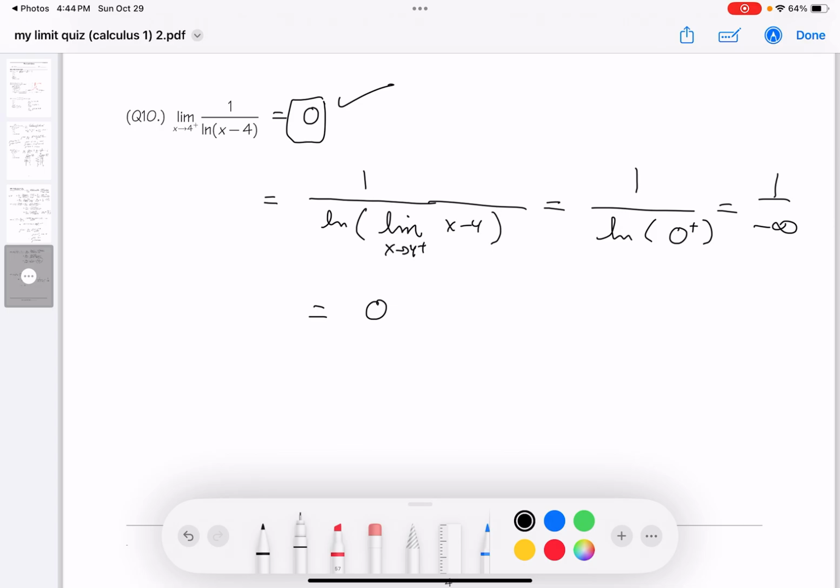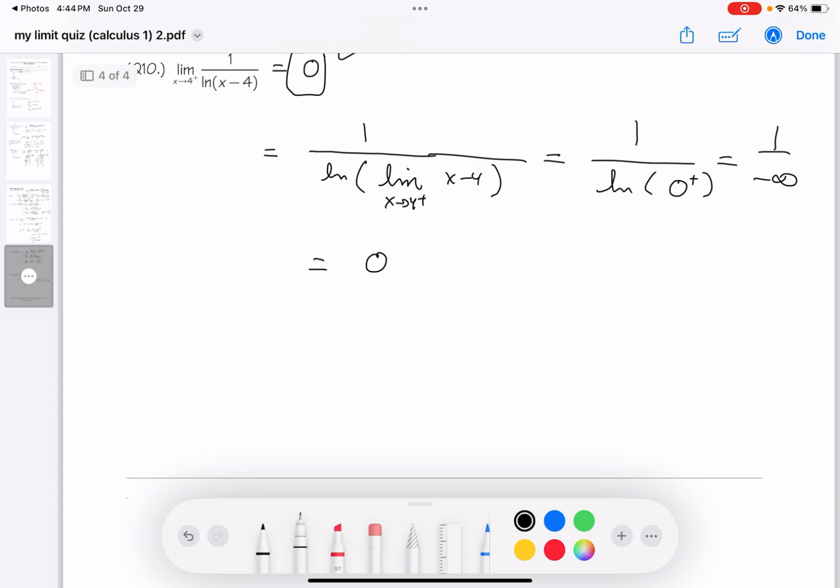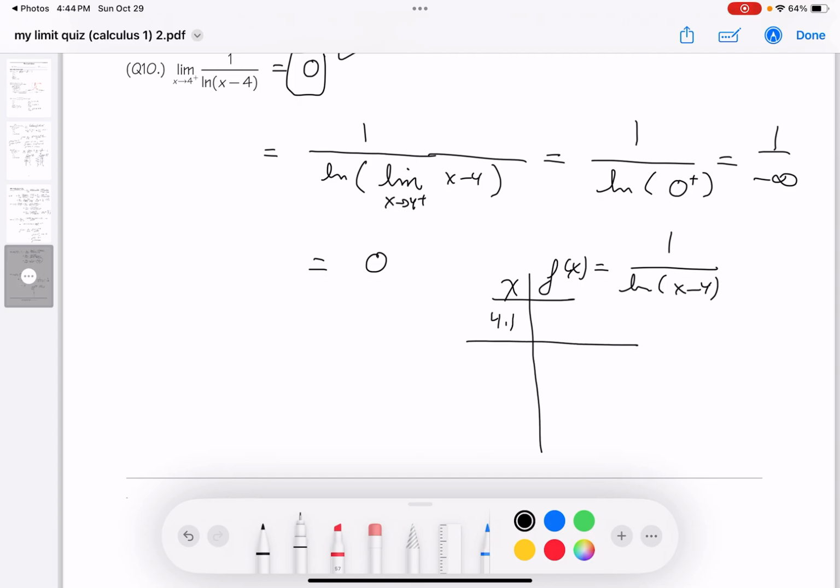Now granted, some teachers let you use calculus for these things over here, and if that were the case, I would be doing a table. I'll put this down for you. This would be work, by the way. F of x, what's f of x? It's 1 over the natural log of x minus 4. You're going to pick numbers to the right of 4, like 4.1, and then you get 4.01, and then you get 4.001. If I looked at that, I'd say, oh, you're going towards 4 from the right side.